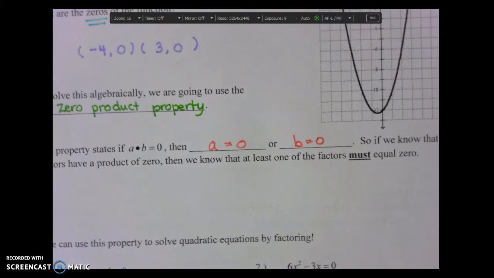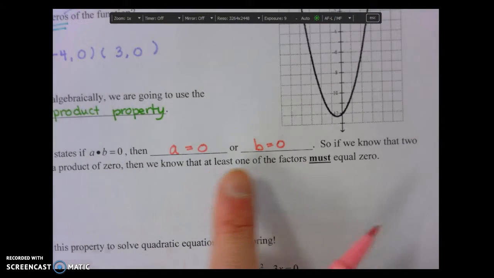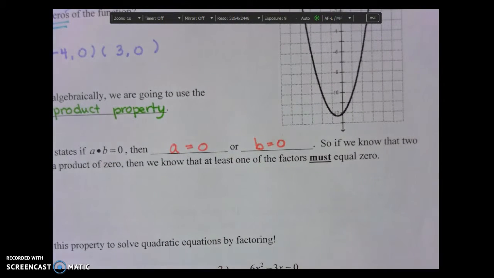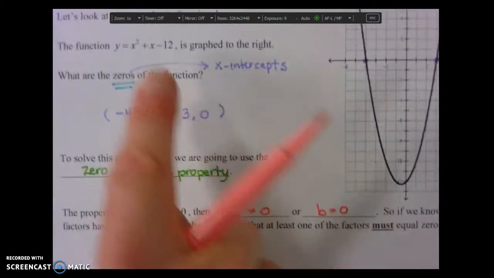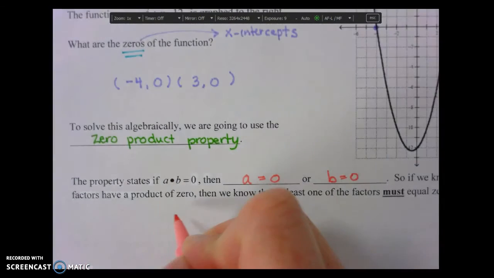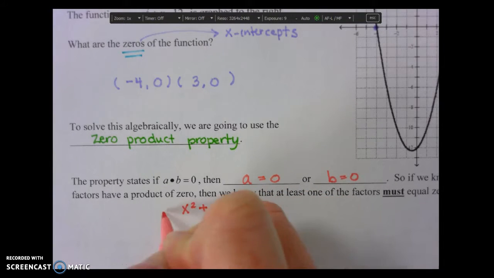Okay? So if we know that 2 factors have a product of 0, then we know at least one of the factors must be equal to 0. And that's the zero product property. Thanks. So let's go back to this guy up here. This x squared plus x minus 12, the y equals.